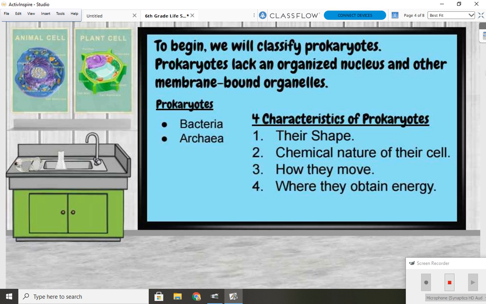The first thing is their shape. They have a slightly different structure shape, the chemical nature of their cells, so some of the organelles that they are made up of and how they function, how they move, and then where they obtain their energy.